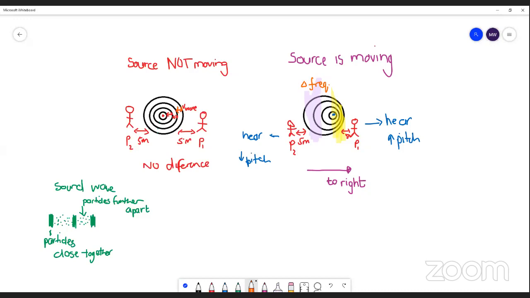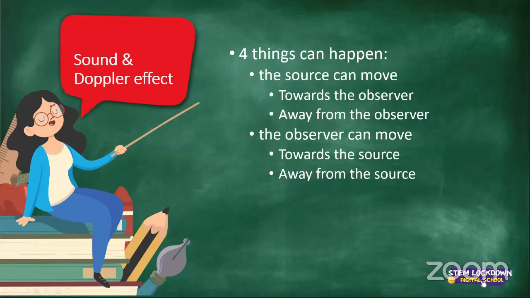Okay, so just going to go back to my slides. As I was showing you, 4 things can happen. First of all, your source can move towards an observer or away from an observer, or the observer can move. So the observer can go towards the source, or they can move away from the source.